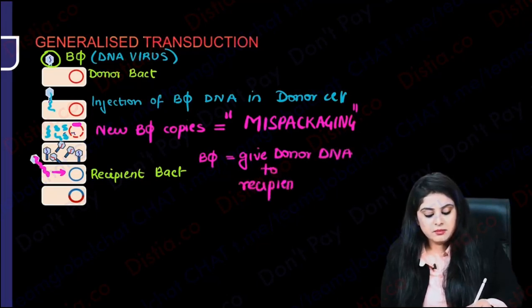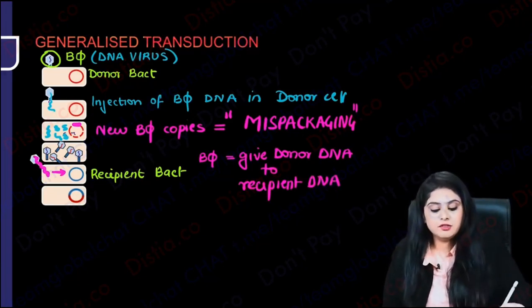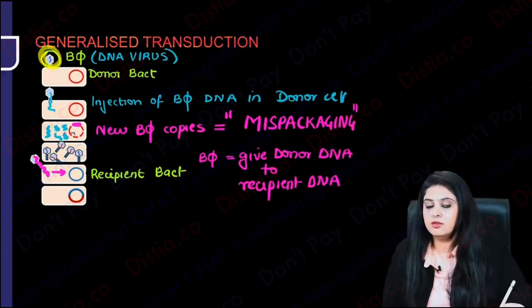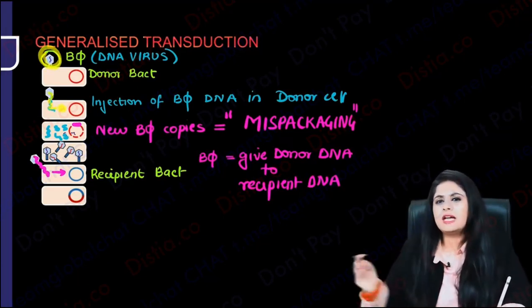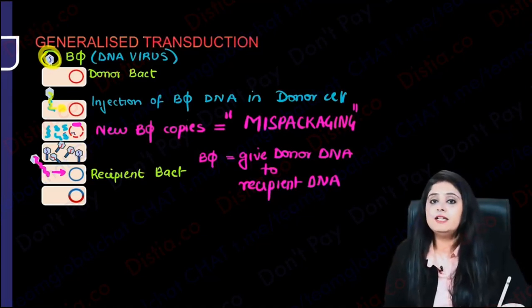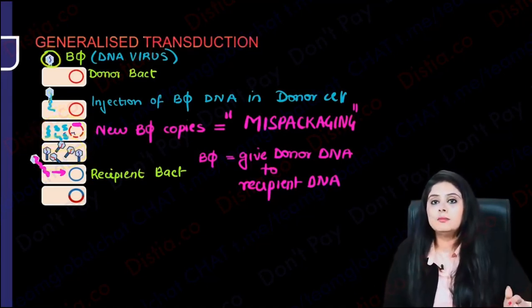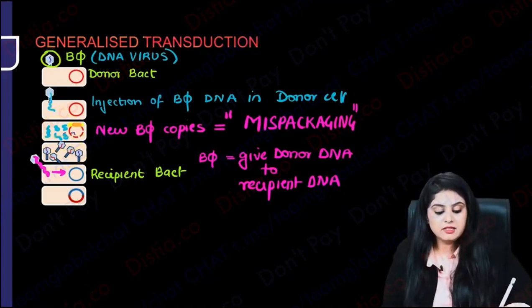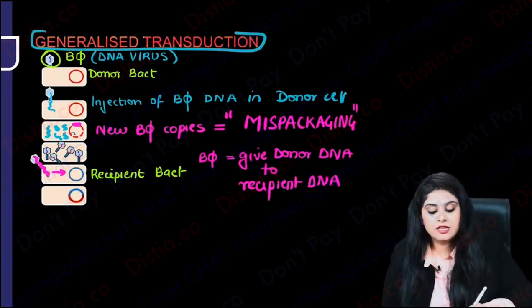So it's very, very simple. If you learn it as the food delivery app, it's going to be so easy. It means that this is a food delivery app person, that is the bacteriophage. He came and kept his food parcel over here. He thought I will take this in a while, but after some time he got confused. Full mispackaging occurred. All the food parcels got mixed up and he ended up giving the donor DNA to the recipient DNA. See, red and blue got mixed. The donor DNA and the recipient DNA have recombined and the bacterial transfer is done. This is known as generalized transduction.